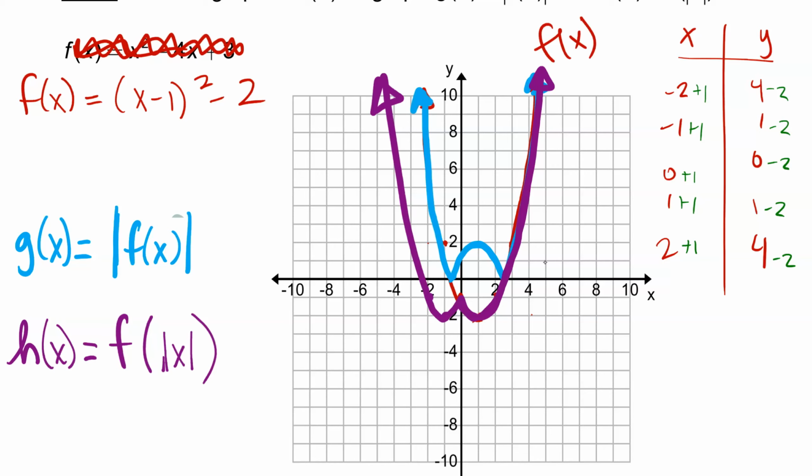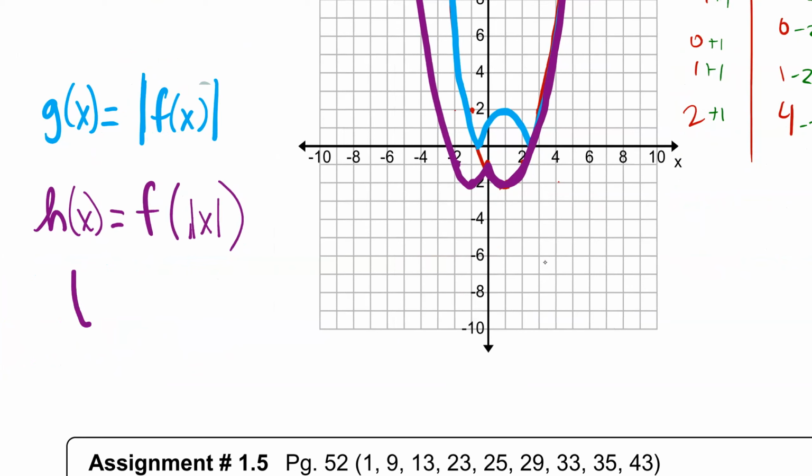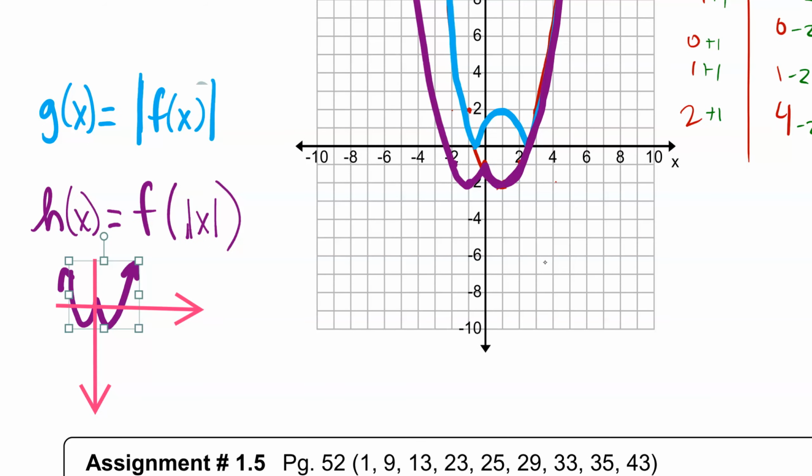It's very hard to see. I apologize for that. So the h of x looks like a W. That's roughly what my h of x was. It's like a W.